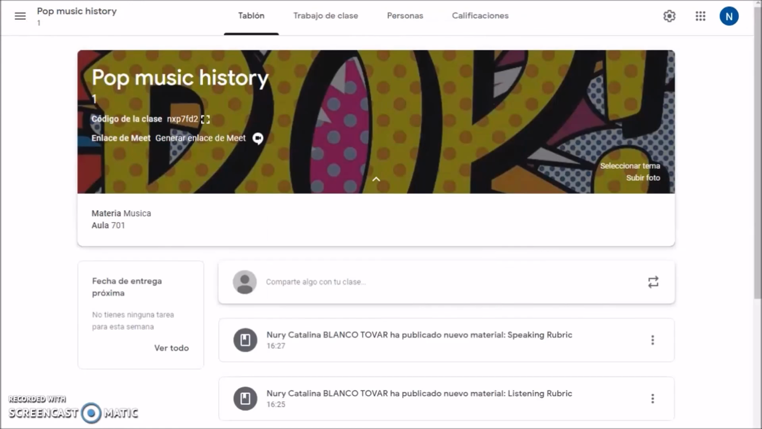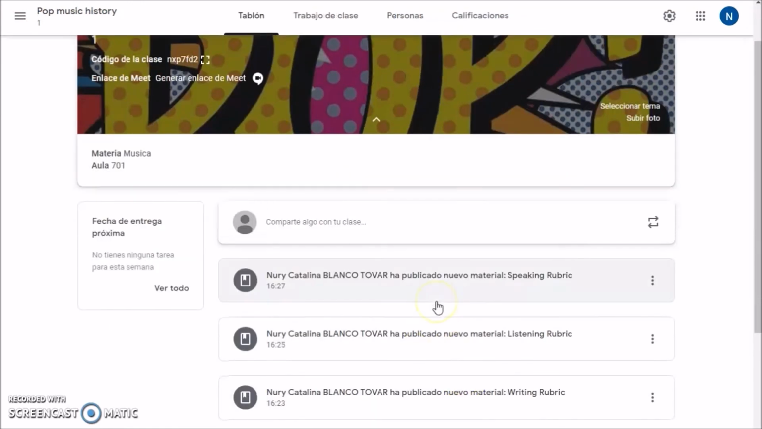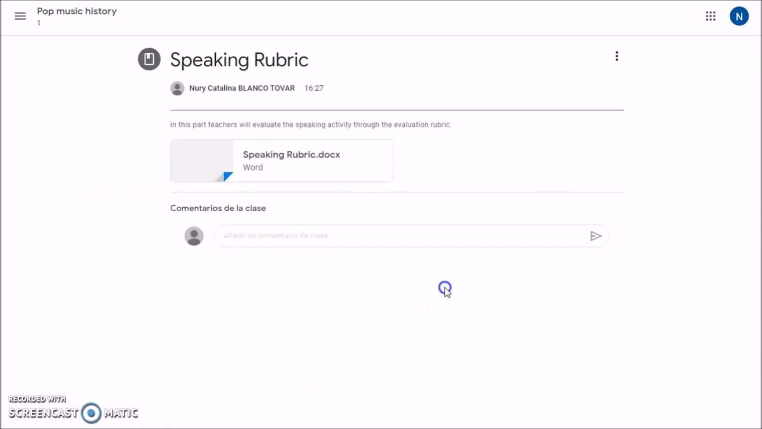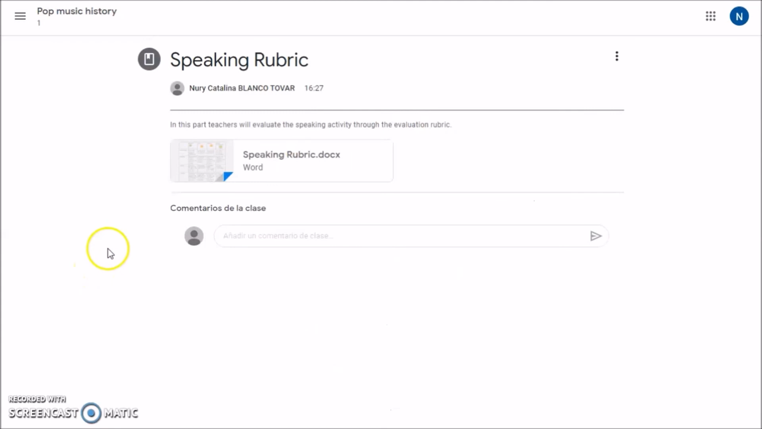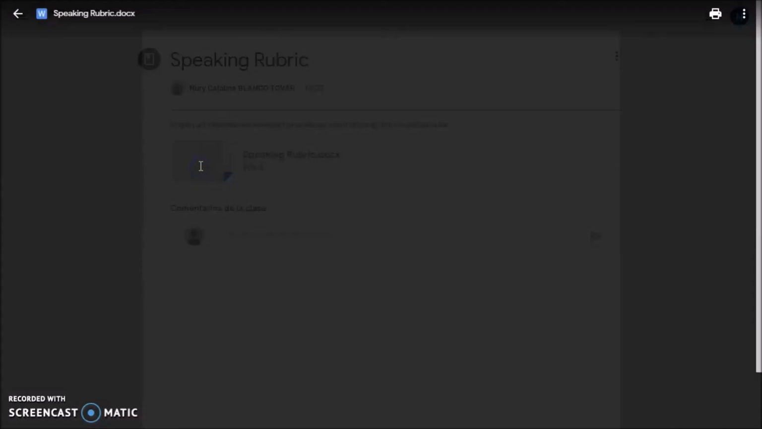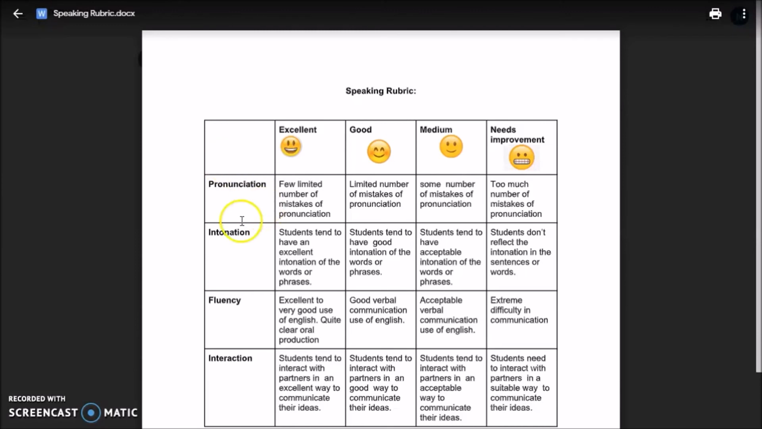Oh, sorry. The speaking rubric is this one. As I told you, in this part teachers will evaluate the speaking activity through the evaluation rubric, and this is the speaking rubric. We are going to evaluate pronunciation, intonation, fluency, and interaction.